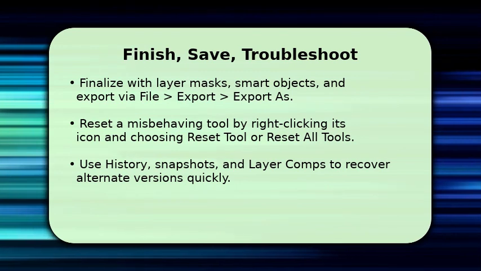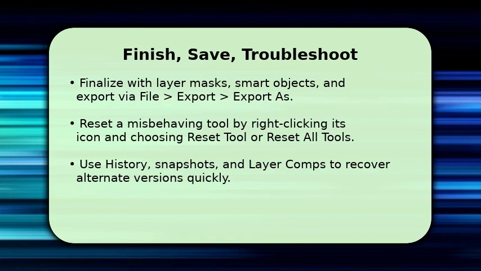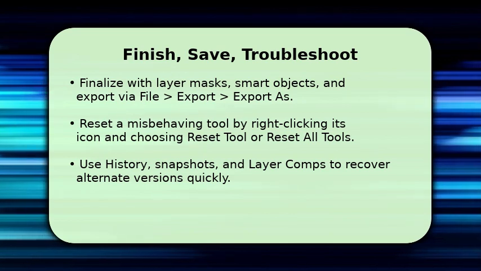If a tool acts strangely, reset it. Right-click its icon or open the flyout on the options bar and choose Reset Tool or Reset All Tools. That single troubleshooting tip usually fixes cursor issues, wrong sampling, or unexpected brush behavior. Try it before restarting Photoshop.